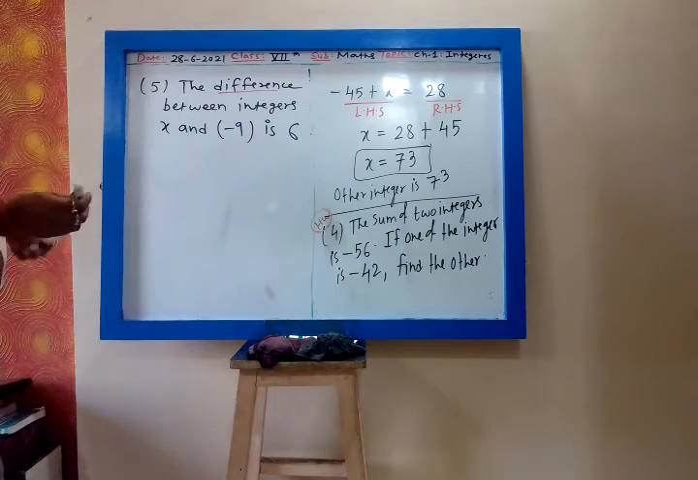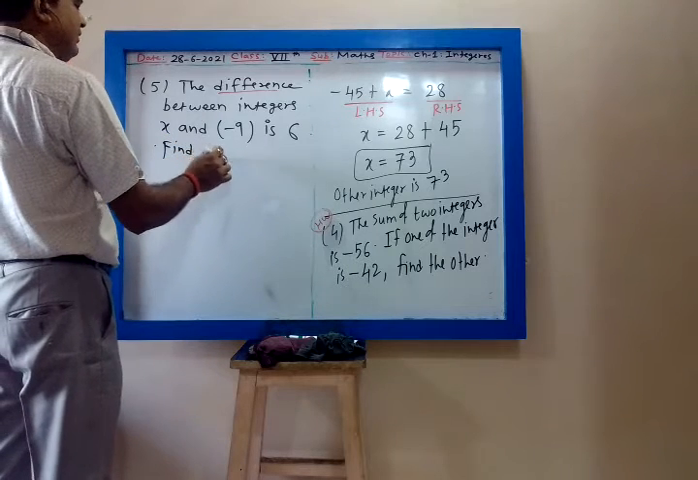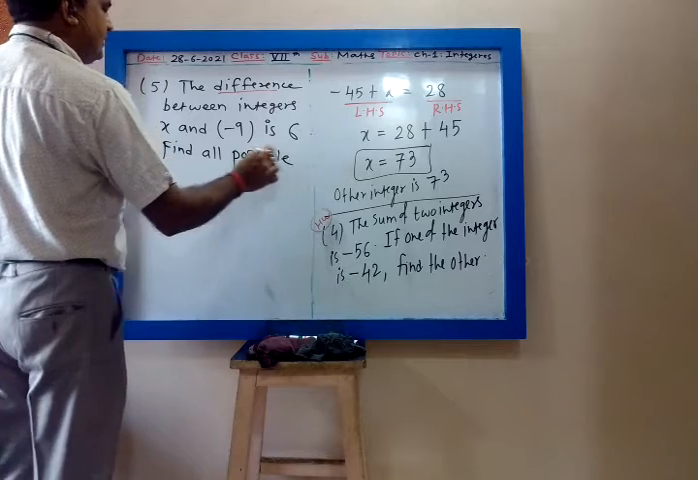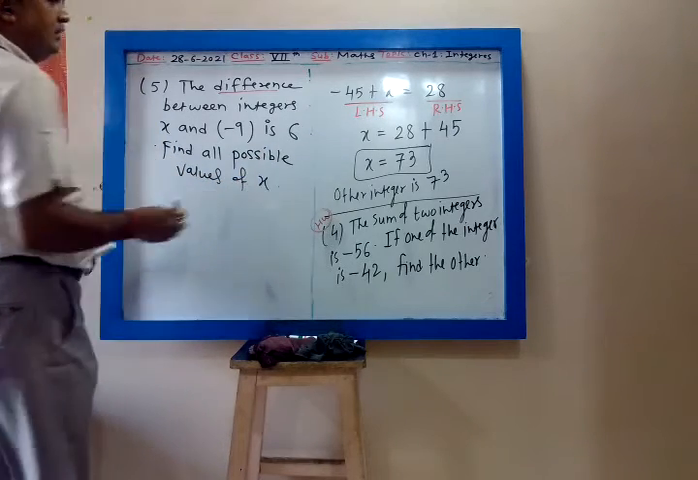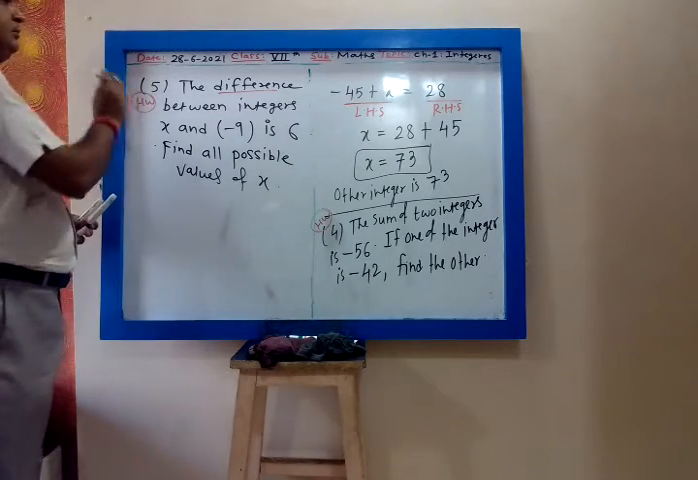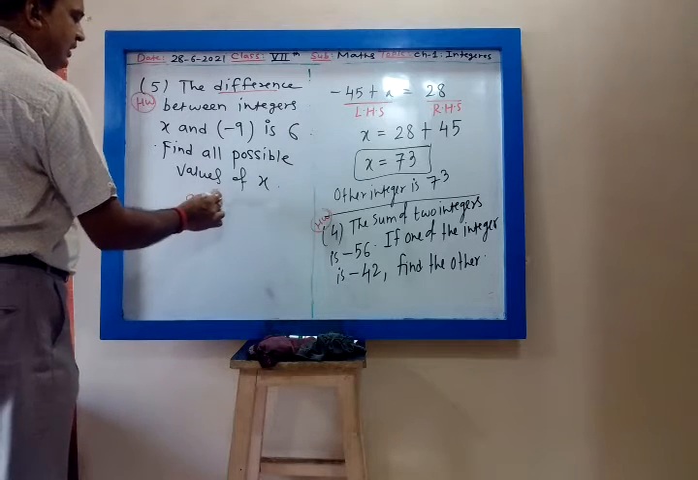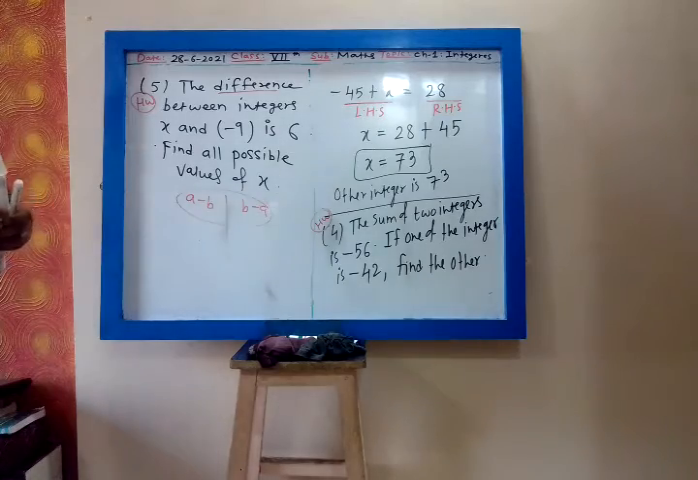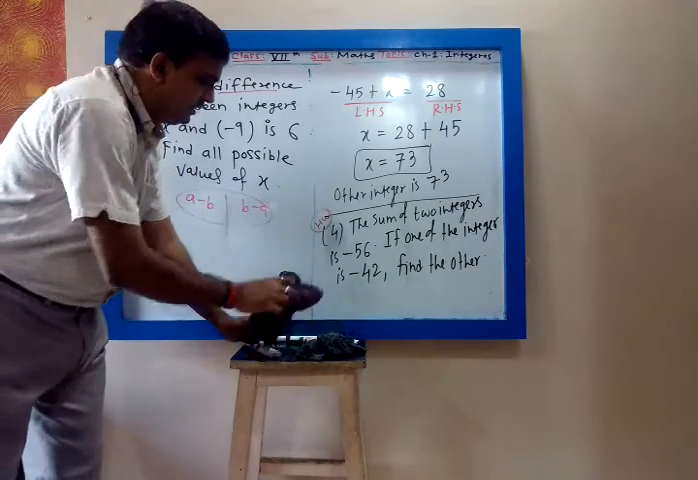Find all possible values of x. So there will be two possible values. So this will also be homework, because this is difference. So you have to find both a minus b and b minus a. This I am giving as homework, and now we stop here because it is 9:41.